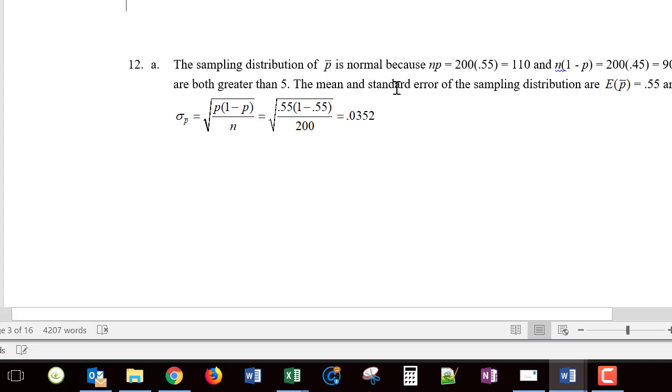So for the mean and standard error of the sampling distribution, we can say the expected proportion then is 0.55, right? That's what we were given. So we've got a large enough n to show that. And then the standard deviation then, using our formula, is 0.55 times 0.45 divided by 200. Take the square root of that, and that gives us this information.